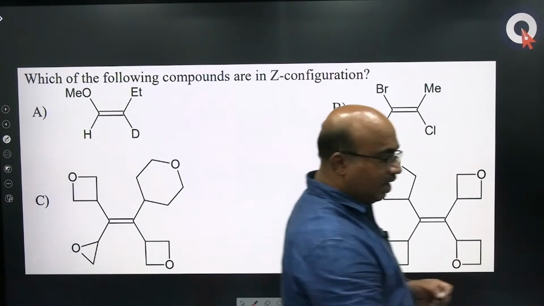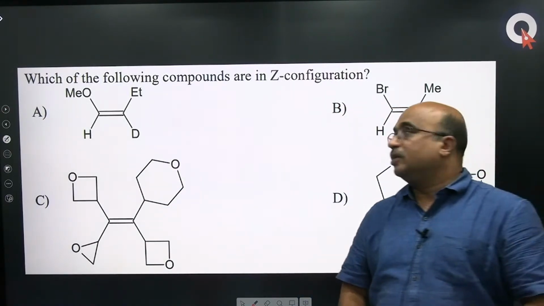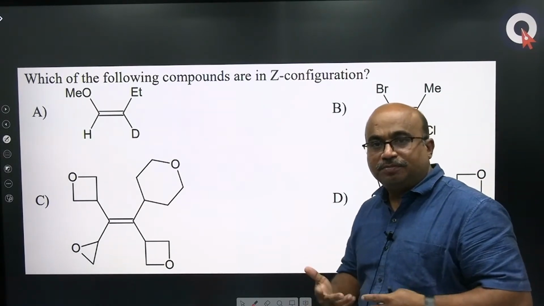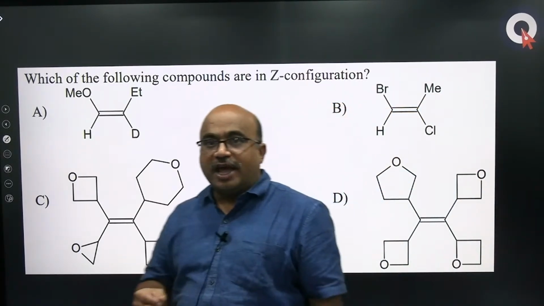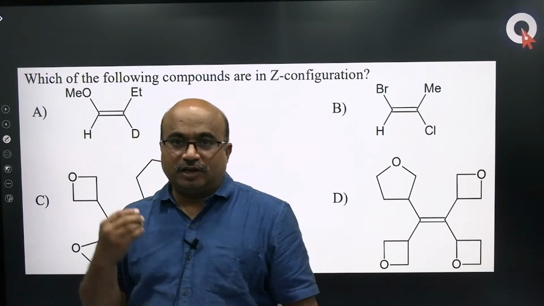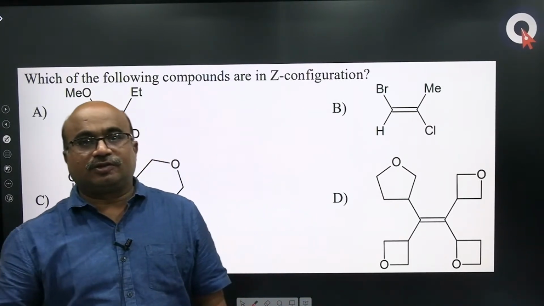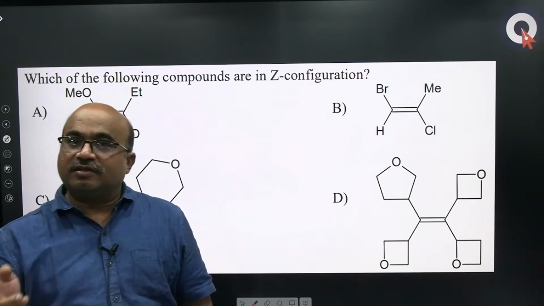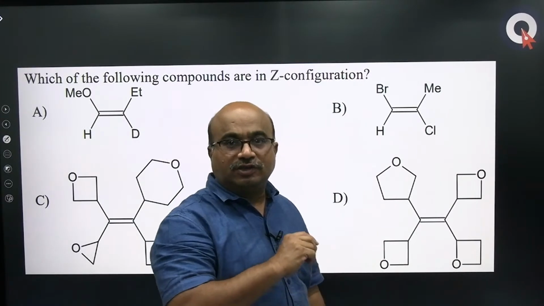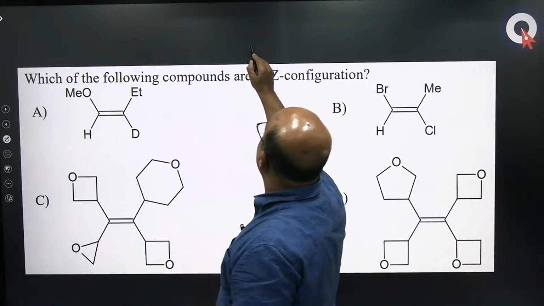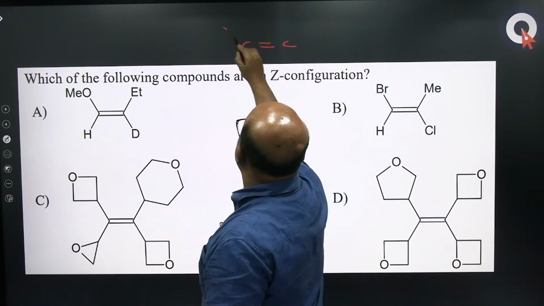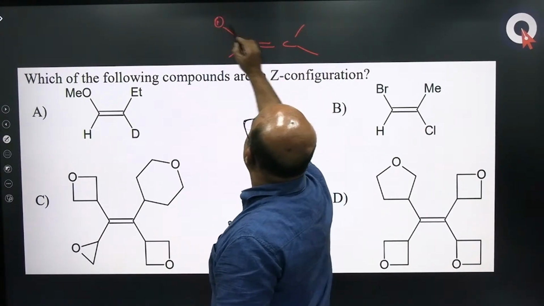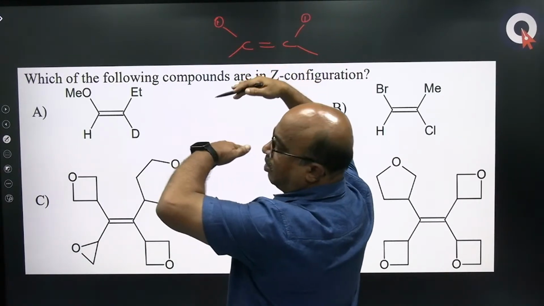This is anyhow what we actually thought of: EZ isomerism. When you use the priority system of CIP rules at the geometrical carbons, if the groups having the highest priority are on the same side, then it is called Z isomer. It is a carbon-carbon double bonded system, with the two groups on the same side of this pi electron cloud system.